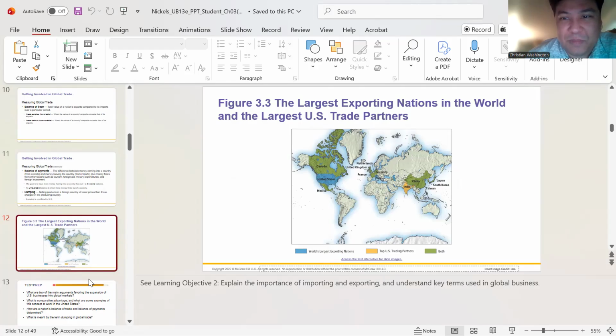All right, so it's just a picture showing the largest exporting nations in the world and the largest U.S. trade partners, right? So you see the world's largest exporting nations: you got the U.S., both Canada, Mexico, France, China, with India being a top U.S. trading partner.